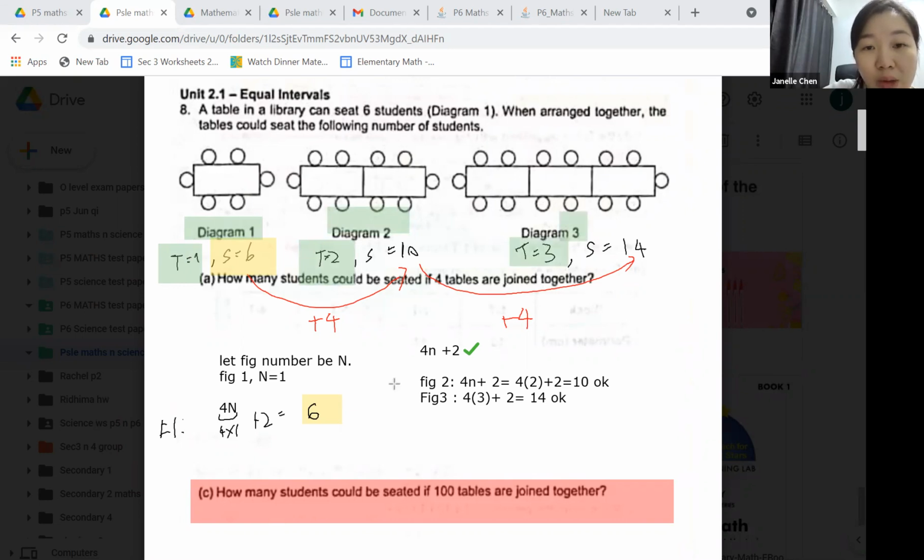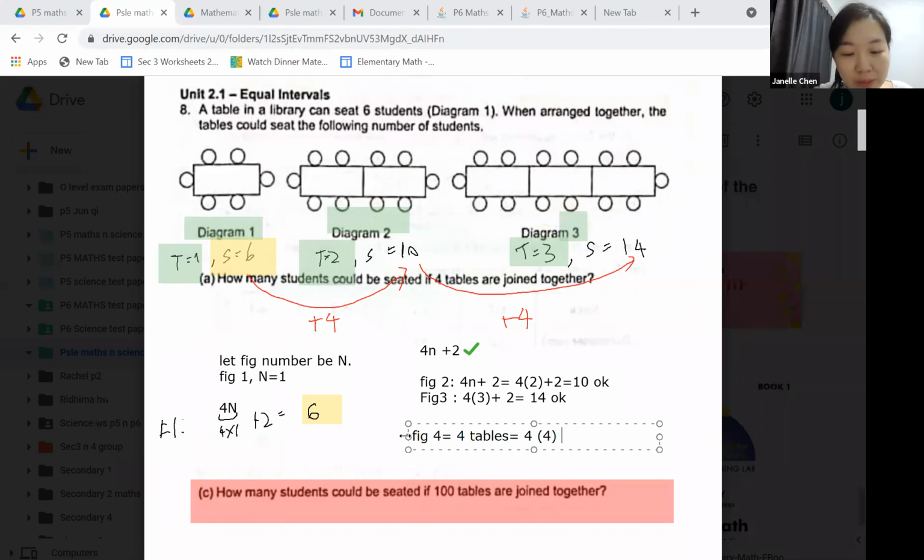So when it is diagram 4, when they ask for the students, I just go to figure number 4, because figure number 4 will have 4 tables. To find how many students there are for figure number 4, we can easily use our n term of 4 and then bracket 4. When we bracket, it means we times, so 4 times 4, plus 2, basically we get 18.